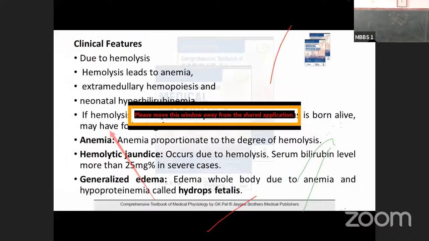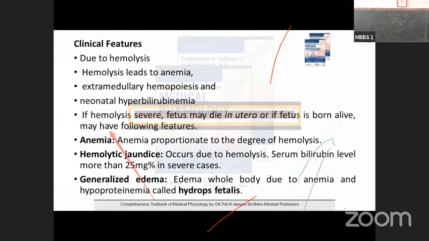What are the clinical signs? In erythroblastosis fetalis, because of the hemolysis, there is anemia, and there may be extramedullary hematopoiesis, that is, hematopoiesis occurring outside the bone marrow. Because of the hemolysis, bilirubin level will be raised, which causes hyperbilirubinemia.